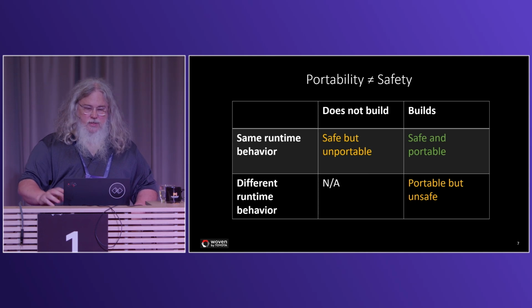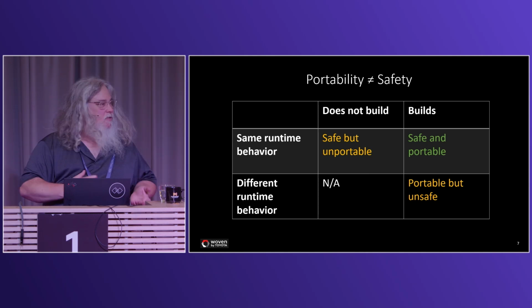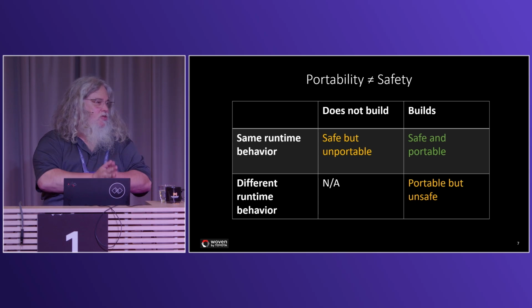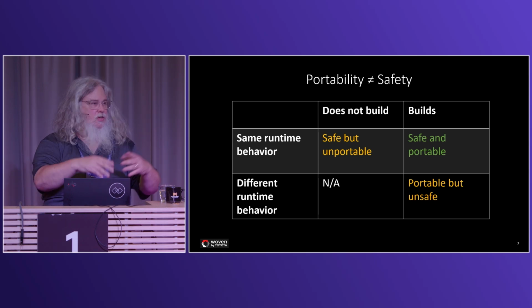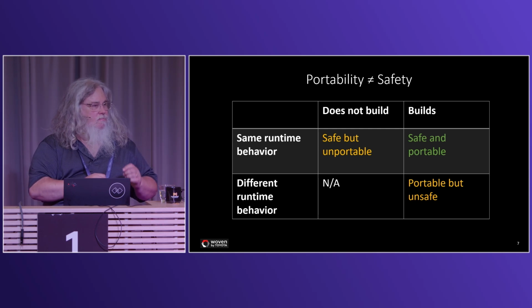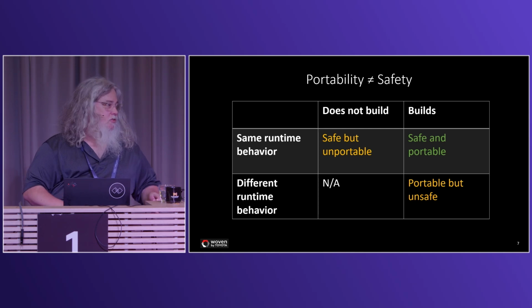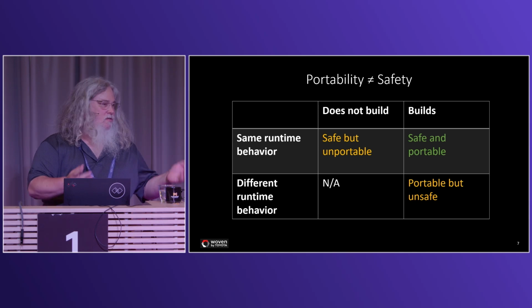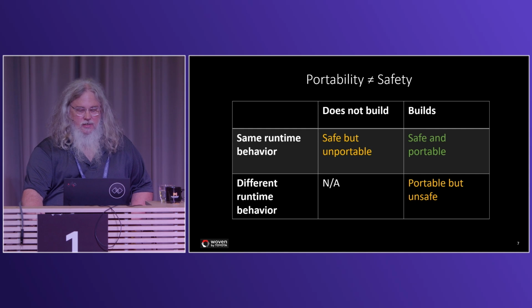Okay, I'm on slide 3 or something. So portability is not safety. If you have code which doesn't build, then it's safe but not portable, right? So the most secure code you can ever write: you put the code on the machine, you turn the machine off, you put it in a bag with some rocks, and you chuck it in the lake, okay? That software is not going to harm anyone. I mean, maybe someone will catch their anchor on it, but that's a hardware issue. So in this case, it doesn't build. There's no runtime behavior to consider.